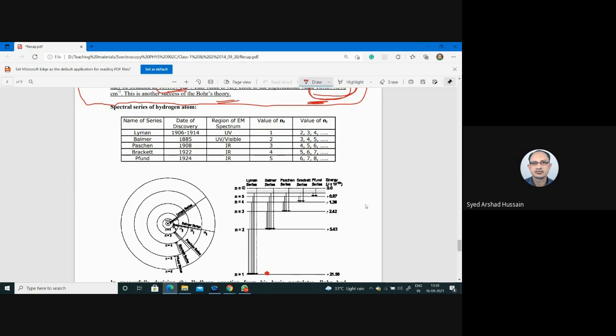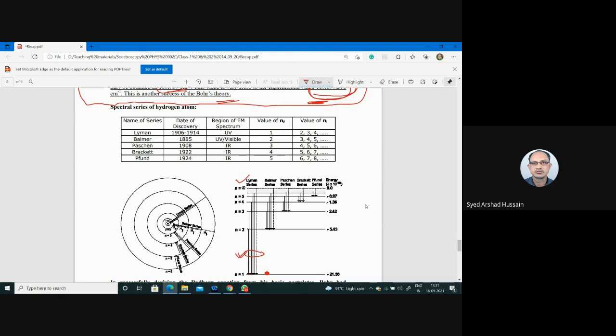So during this return, if you consider all the lines corresponding to the return from higher levels to n is equal to 1, it can come from n is equal to 2 to n is equal to 1, 3 to 1, 4 to 1 in this way. So this is a series. This is known as the Lyman series because Lyman is a scientist who first explained these things, and they can use Bohr's theory to calculate exactly the wavelength or frequency corresponding to these lines.